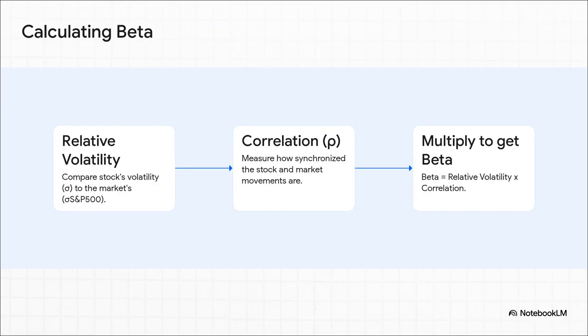So how do you get this magic number? Well, you calculate beta by looking at a stock's volatility compared to the market's, and then you multiply that by how closely the two move together. That's the correlation. It's a really clever calculation because it isolates the only risk that a diversified investor should care about, that systematic market-wide risk.